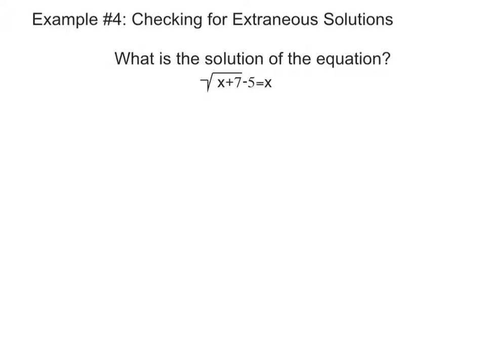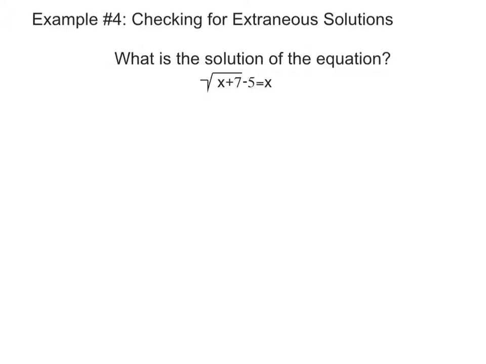It says, what is the solution of the equation the square root of x plus 7 minus 5 equal to x? Alright, so really prior to this section we should have been checking for extraneous solutions. Remember, there are times that when we are simplifying that you may get multiple solutions algebraically. However, when you go back and substitute those values in, they aren't necessarily true. So that would be considered an extraneous solution. So we're going to practice solving these problems.